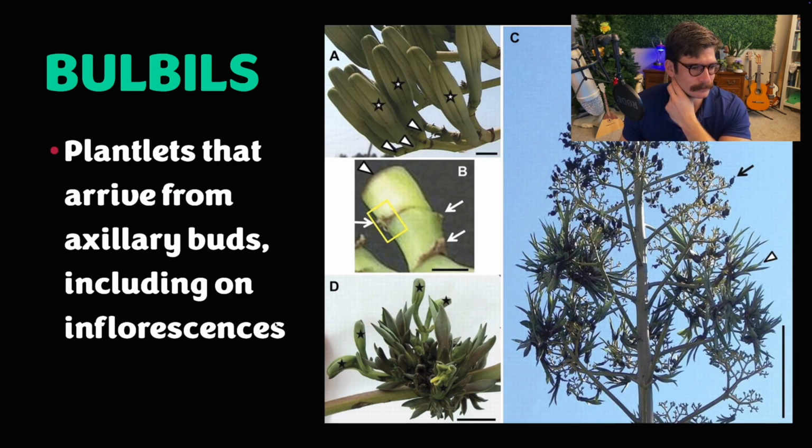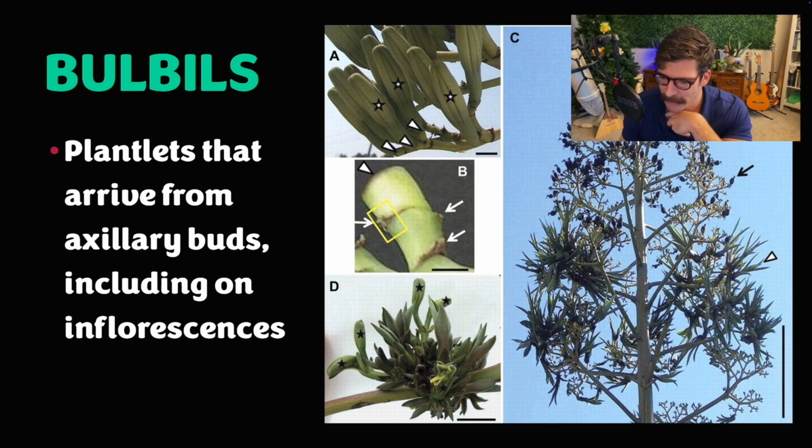I would try that. There might be better methods, but that's what I'd do at first. Bulbiles. This is one of our last ones, I think. Bulbiles are plantlets that arise from the axillary bud, and they're often on inflorescences. So this is an agave bloom. The agave blooms once in its life, and then it makes flowers.